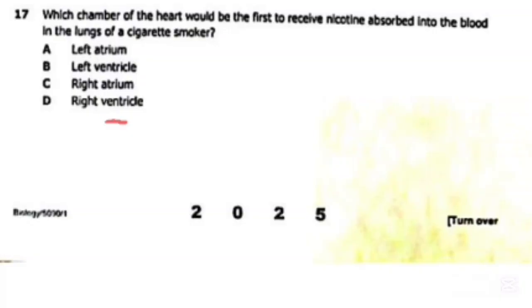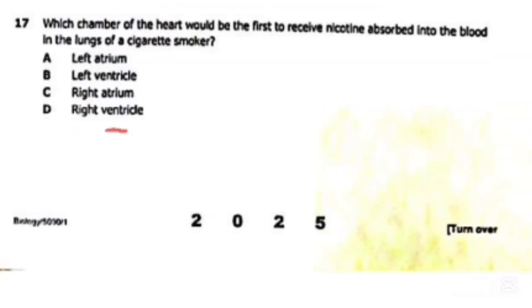So meaning this right atrium and ventricle are wrong. They transport deoxygenated blood to the what? To the lungs. Then the left atrium is the first chamber of the heart to receive the oxygenated blood from the lungs. That is why we are saying it is the first chamber which will receive nicotine if it is in the blood. Moving on to question 18.